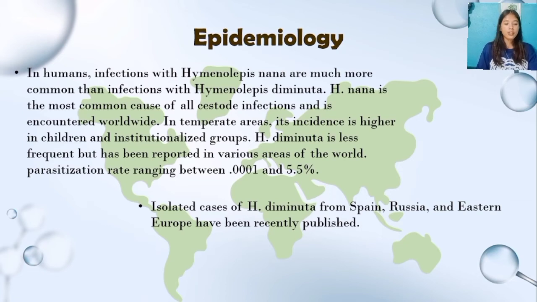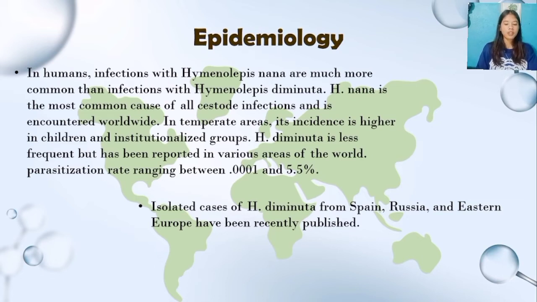In temperate areas, its incidence is higher in children and in institutionalized groups. H. diminuta is less frequent but has been reported in various areas of the world, with a parasitation rate ranging between 0.001 and 5.1%.